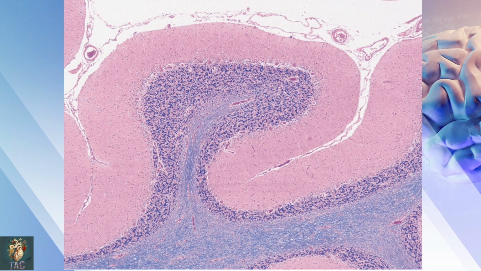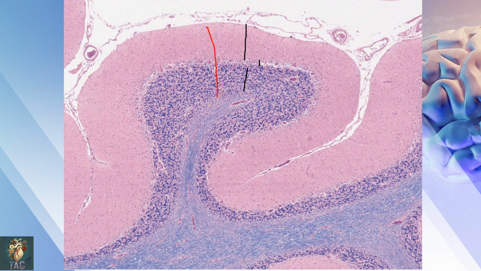So this is the H and E stain section of the cerebellum, in which you can see from this area to this area, this is the cerebellar cortex, and out of this cerebellar cortex you can see this outer area is the molecular layer, then this is the Purkinje cell layer, and then this is the granular cell layer, and then we will label it with another color.